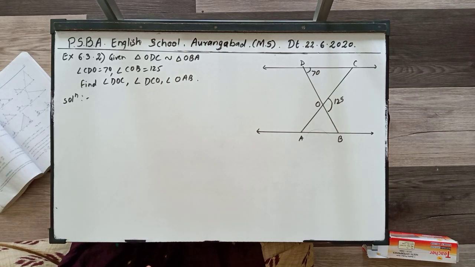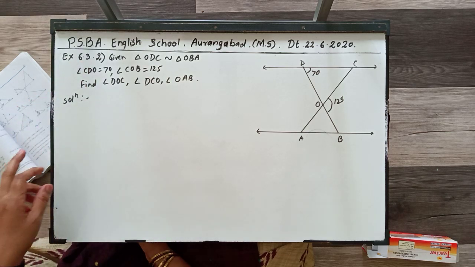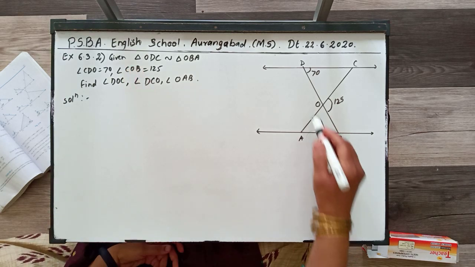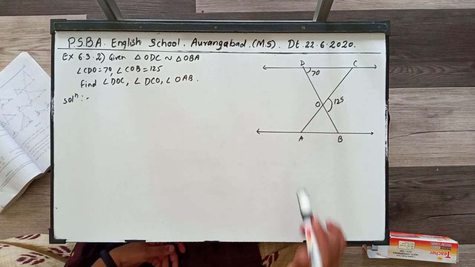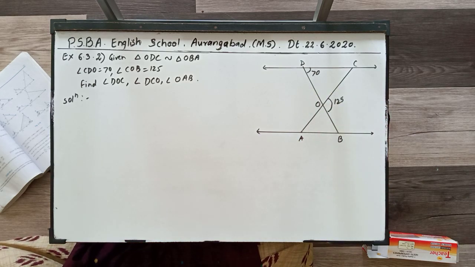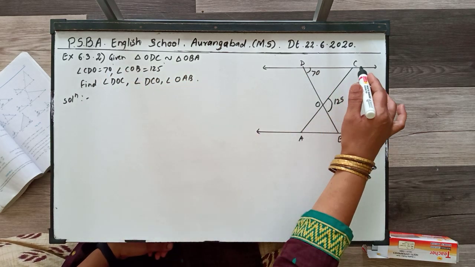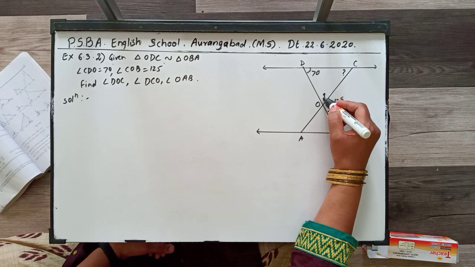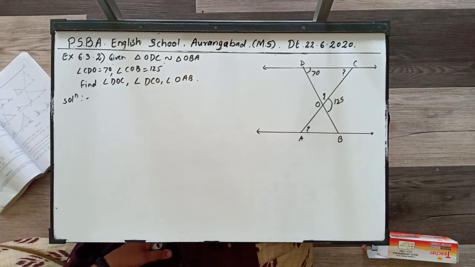Good morning, students. We are going to start with second sum of exercise 6.3. Now, sum second says that triangle ODC is similar with OBA. Correct? Now, we have angle CDO is equal to 70, angle COB is equal to 125 degrees. So, we have to find angle DOC, angle DCO, and angle OAB. This question we have to find, this also we have to find, and this also we have to find, 1, 2 and 3.